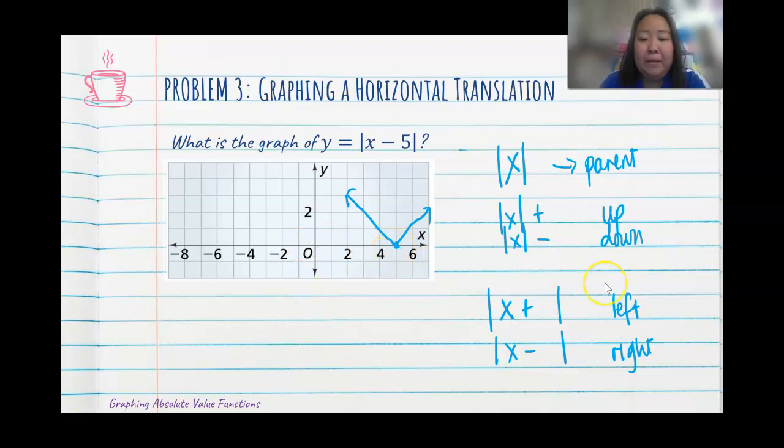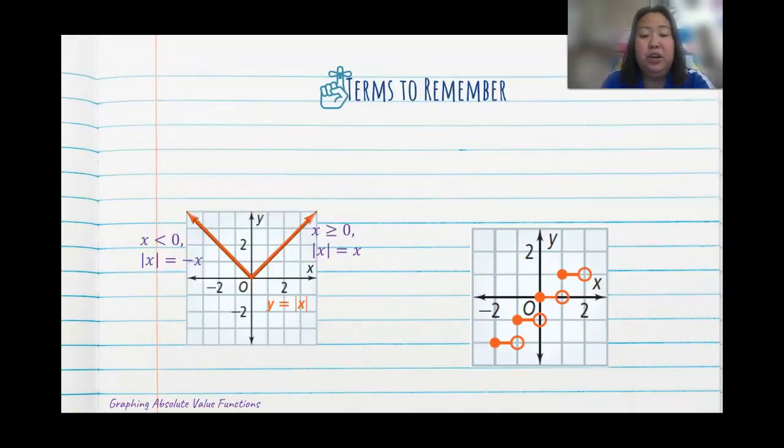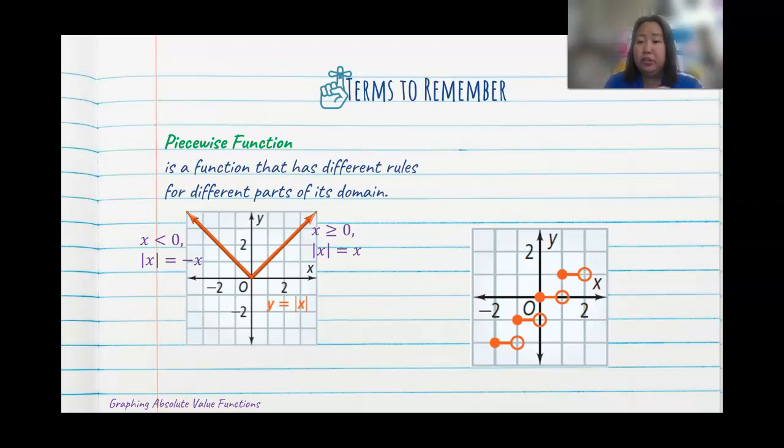Okay, so now let me introduce to you some more graphs. As you can see here, we have two other graphs, and these are two different functions. This first graph is what we call a piecewise function. What you can remember here is that certain parts of the graph will have different rules when it comes to its domain. So if you will take a look, this part of the graph has a domain of x values that are less than 0.